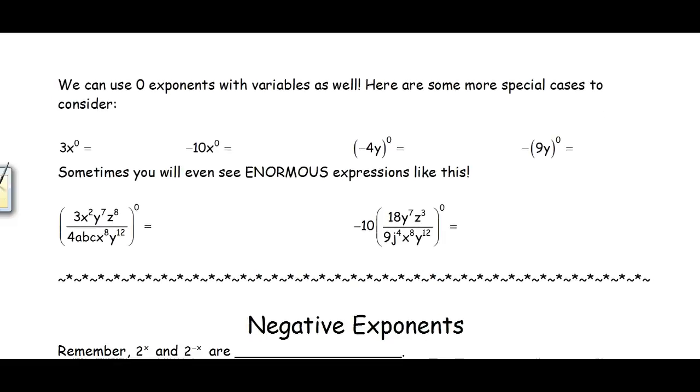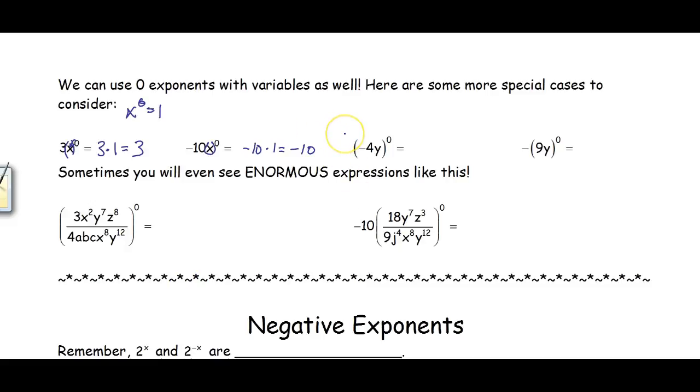All right, let's try a couple. We can use zero exponents with variables as well. Here are some special cases to consider. Okay, this 0 is actually on the x, so x raised to 0 equals 1. So in this case, this is going to be 3 times 1, which is going to equal 3. Negative 10x raised to the 0, so that 0 is going here. So it's negative 10 times 1, which is negative 10.